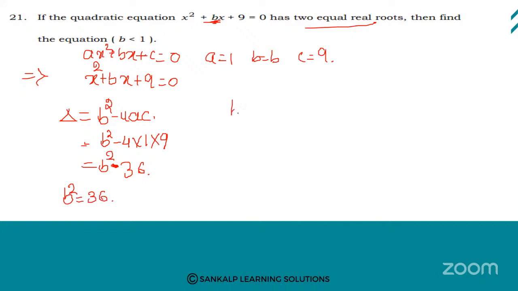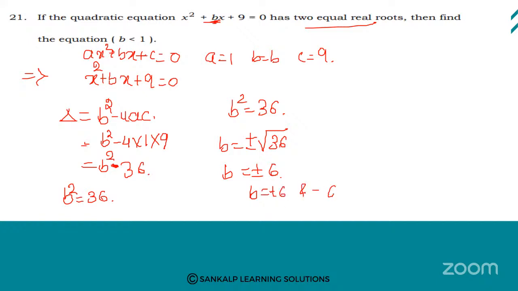So b square is equal to 36. Then what is the value of b? b value is plus or minus square root of 36. 36 is a perfect square number. Therefore, square root of 36 is plus or minus 6. That means b value is plus 6 and minus 6. Okay. Now, then find the equation. So, if I substitute the value of b into the equation, then x square plus 6x plus 9 equal to 0, right?